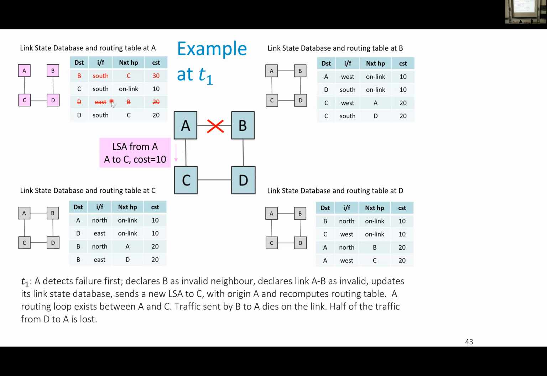And for D, so far it was, no, sorry, A has not yet had time to recompute the full Dijkstra. It has simply updated all the things that were unavailable. So the next hop, which was B, is removed here from the topology data.